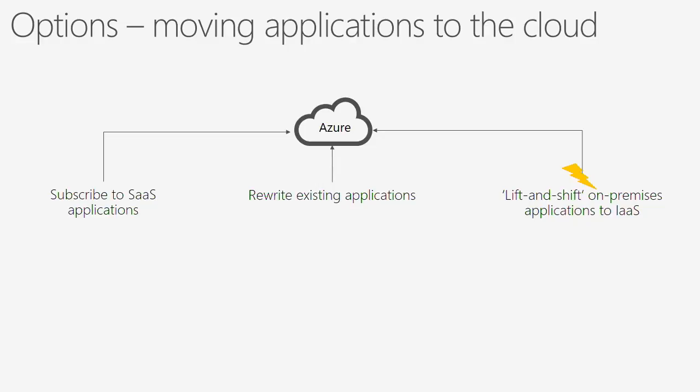There are a couple of different ways in which you can move those applications. First, you could essentially throw out what you have at the moment in terms of your application and replace it with a software as a service or SaaS application. A very good example of that is replacing Exchange with Office 365. And obviously, if you do that, there are certain considerations. That involves a fair investment in terms of time and money.